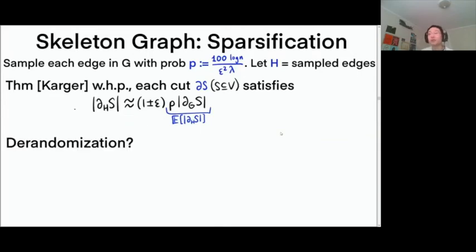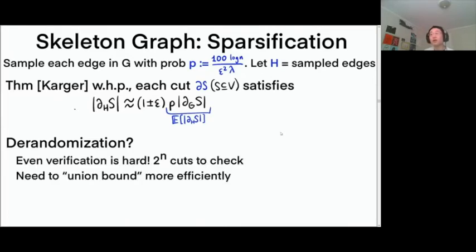So how do we de-randomize such a construction? This turns out to be a lot harder than you might think, and in particular, even verification is hard. Suppose we have a sample. How do we even verify that the sample satisfies this guarantee? Well, there are 2 to the n cuts to check, so this is not even polynomial time checkable. You have to check in exponential time. So the difficulty in de-randomization, or even verification, is that we need to formulate the union bound more efficiently. We don't want to union bound over all the cuts separately. We want to find some more efficient way to characterize all the cuts in the graph.